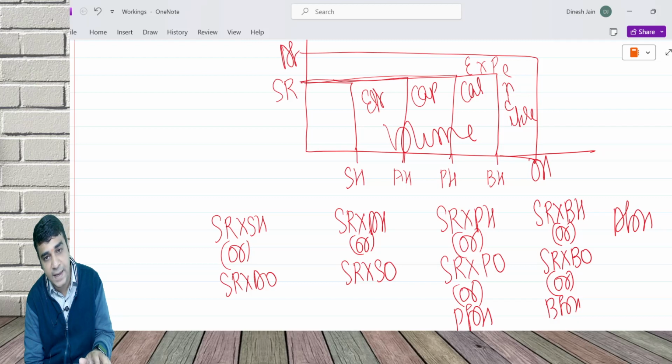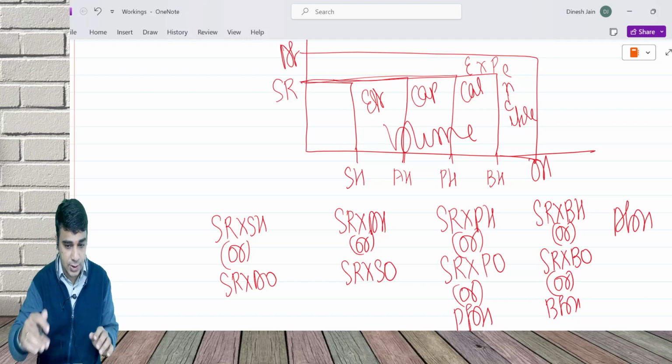Okay. What is the capacity variance formula? SR into AH minus SR into PH. The formula is different. Earlier there was a different formula; this is a different formula. Okay. Efficiency: SR into SH minus SR into AH. Volume: SR into SH minus SR into BH. Expenditure: SR into BH minus AFOH. Clear? Any doubts on this?